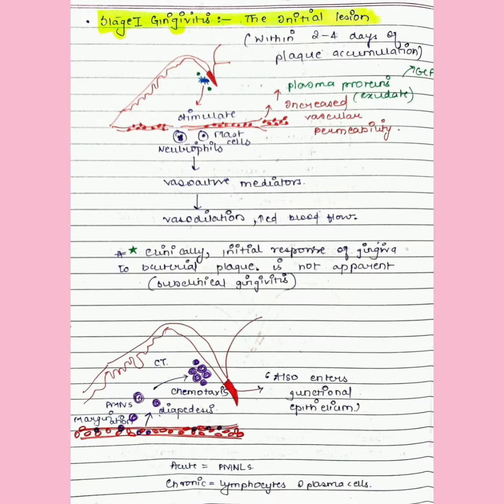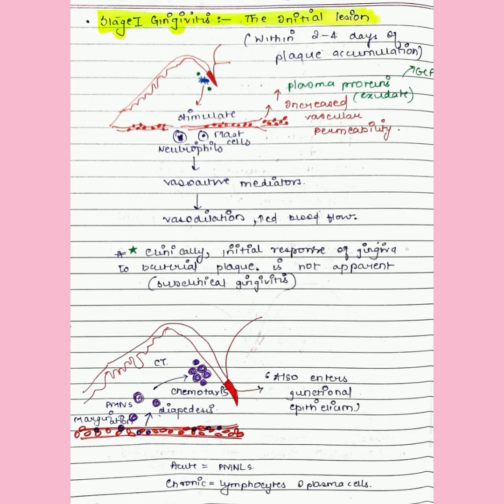We know the defense cells, the neutrophils, are the first line of defense whenever there is inflammation. They reach the site of bacterial attack, and vasoactive and inflammatory mediators are released, so that there is vasodilation and increased permeability of the blood vessels. So the plasma proteins and all the exudate come out, and from the blood vessels of the connective tissue they reach the gingival crevicular fluid. So now there is vasodilation and increased blood flow.